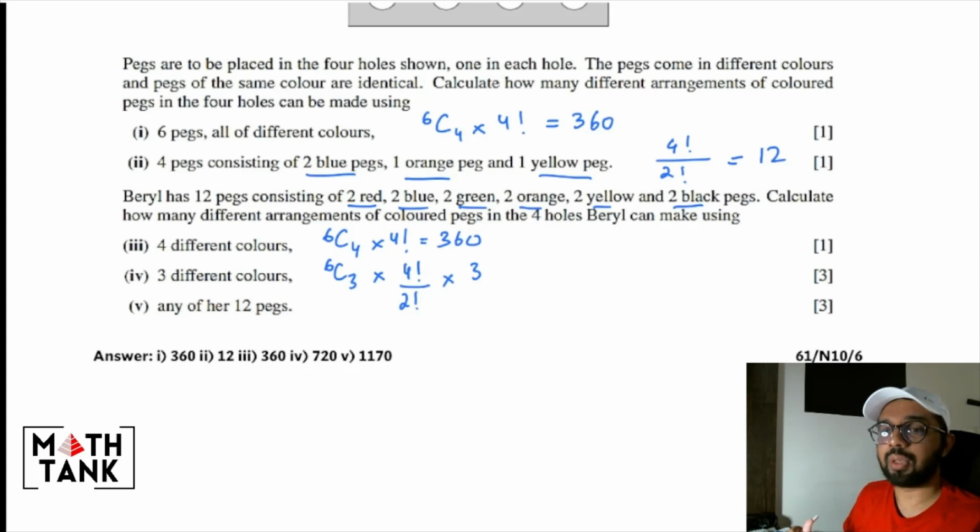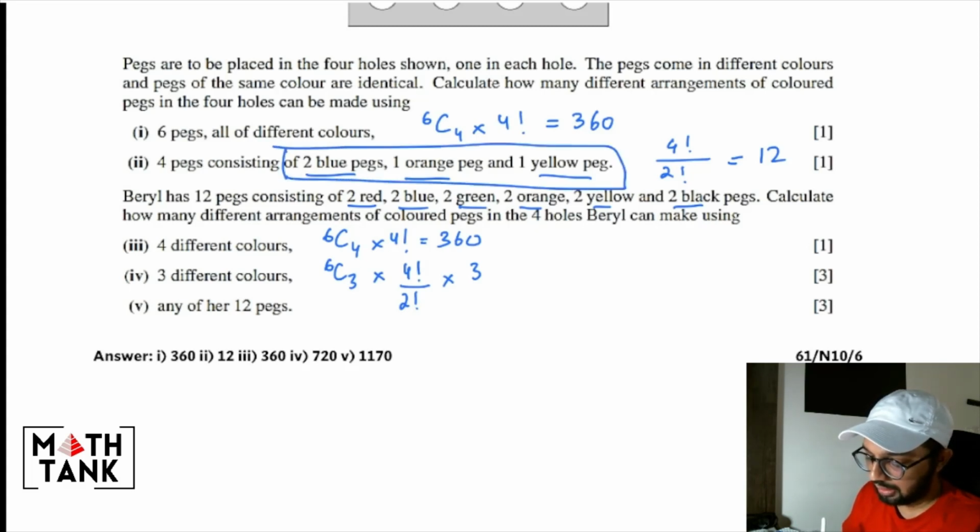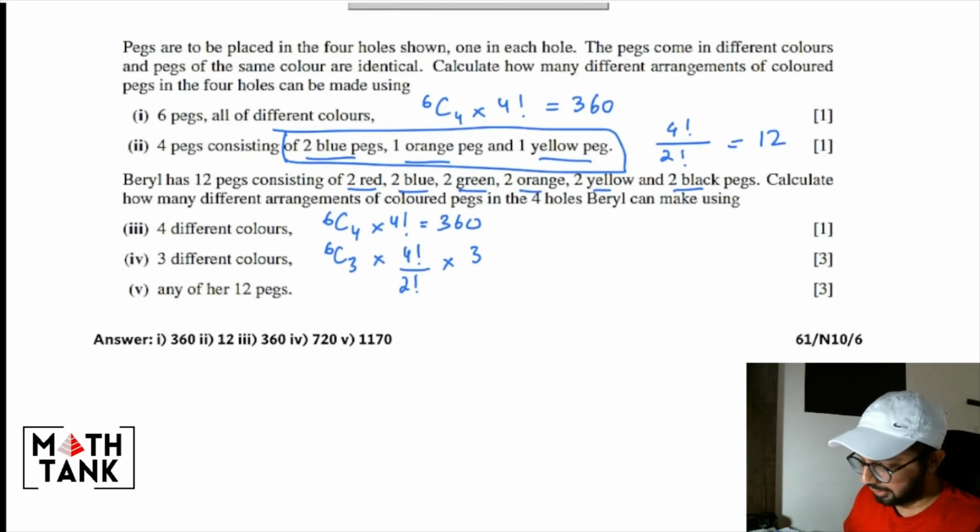Slightly more difficult to understand, but try to imagine the cases like in part 2. Apart from the fact that it couldn't just be blue, orange, and yellow, it could be red, blue, and green, or red, blue, and yellow. So there could be a lot of cases to list down, but I can't go on and list all of them because that would be very tedious. 6C3 is a huge number to list down. So that is what you need to be aware of.